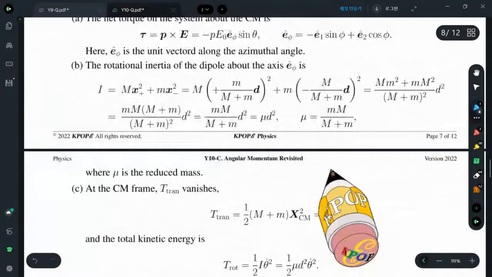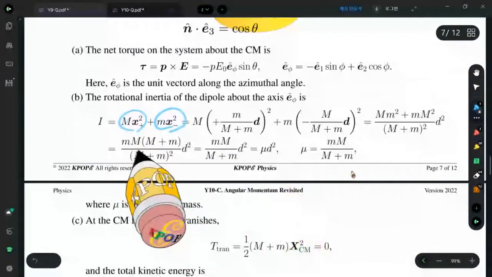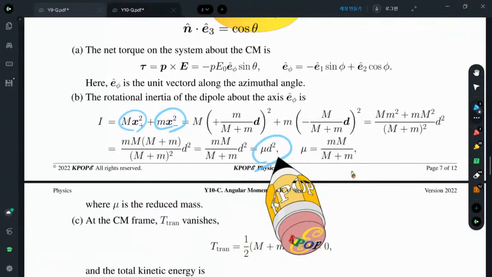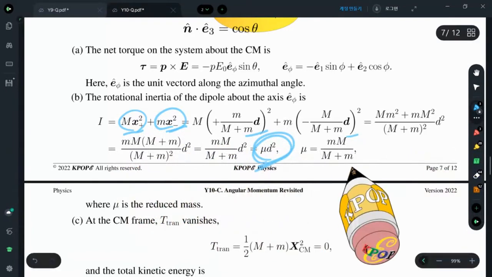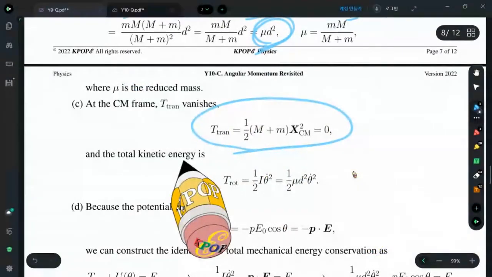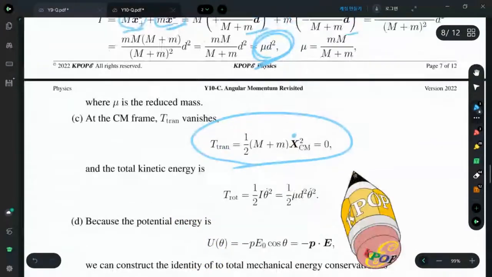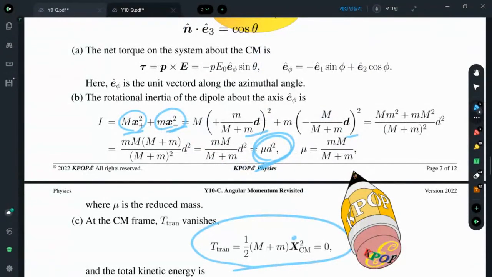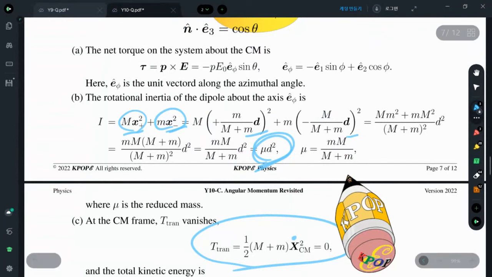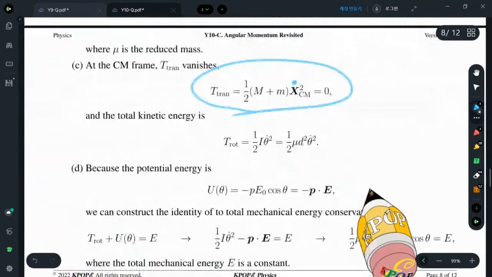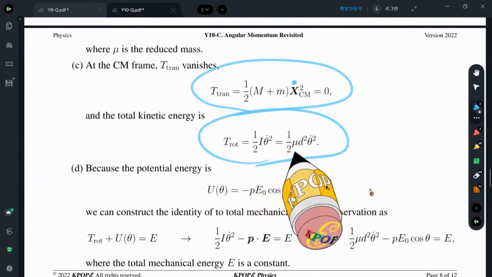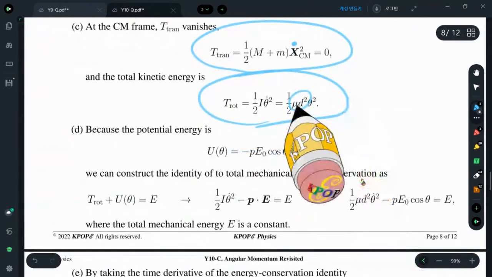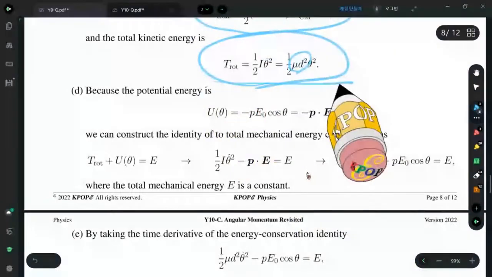Next, a very interesting problem. Now, rotational inertia: actually, I have already told you what the rotational inertia is, and we can repeat the calculation again. The rotational inertia of this two-body system is mu d squared. And the translational kinetic energy is 0, since the center of mass is at rest. So the total kinetic energy is the rotational kinetic energy, 1/2 I theta dot squared, where I is mu d squared and mu is the reduced mass.